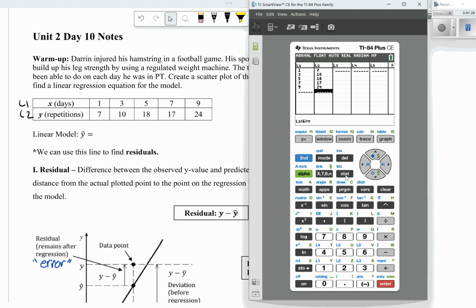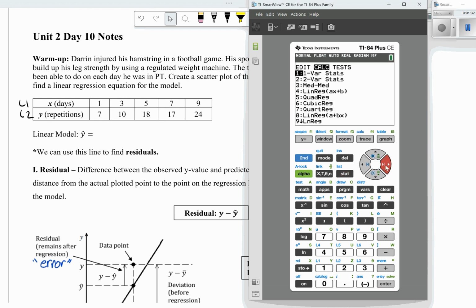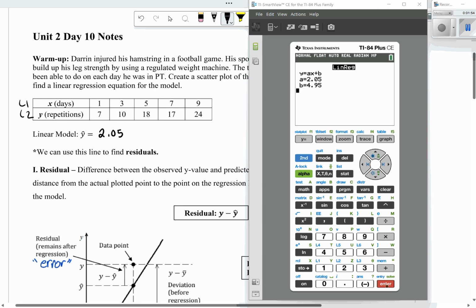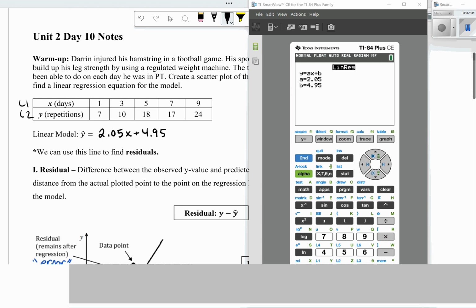We go to stat, and we're going to calculate, and we're doing our linear regression number 4. And then remember, we can store this into our y1 by hitting vars, y-vars, function, y1, and then calculate. So we get our equation, y equals 2.05x plus 4.95.